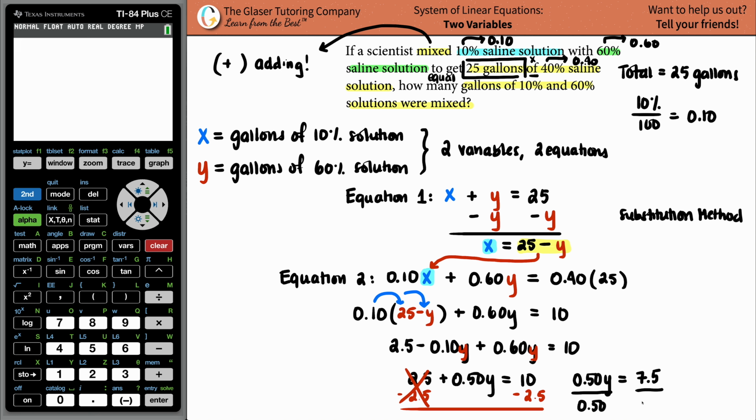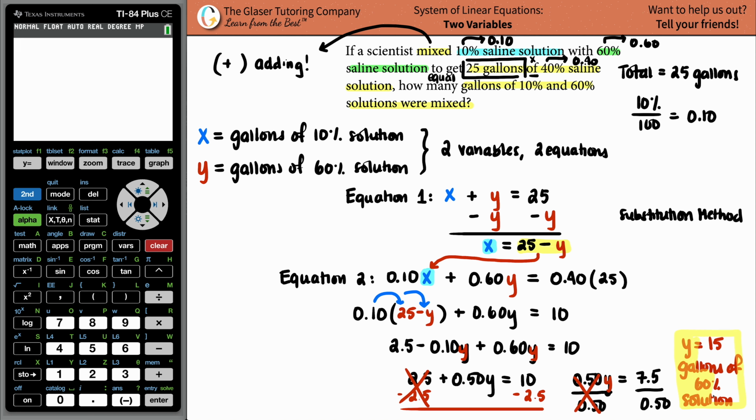We could always go to the calculator. And y is in red, so I'll just mark this off with red. This is the y value. Y equals 15. And maybe what I'll say is we have 15 gallons of y, which was the 60%. So y was the 15 gallons of the 60% solution. And maybe I'll just box that off in yellow.